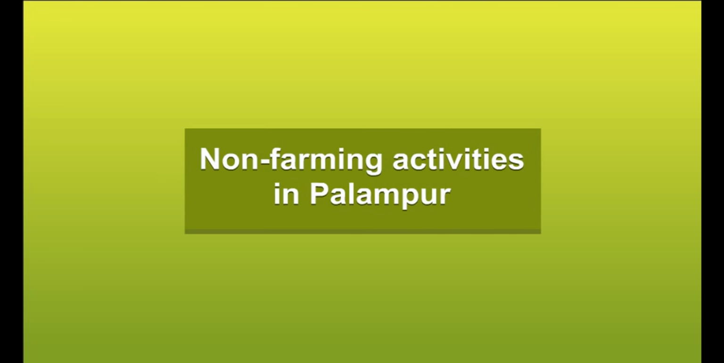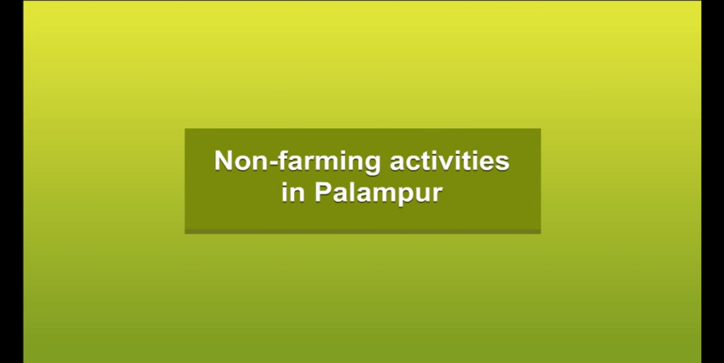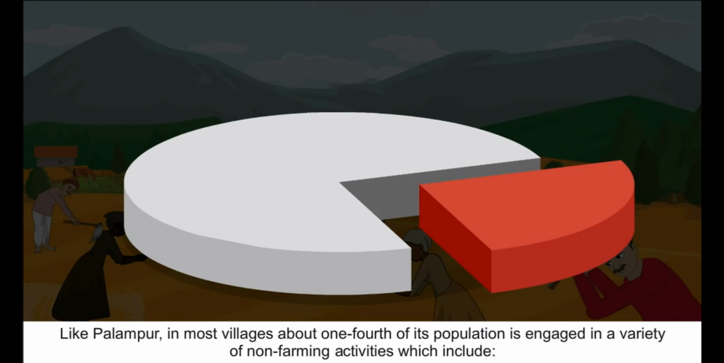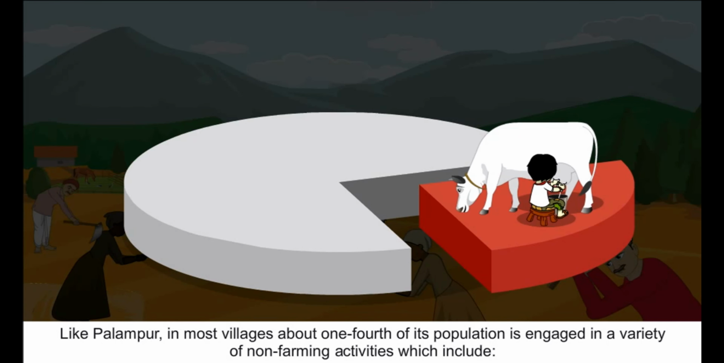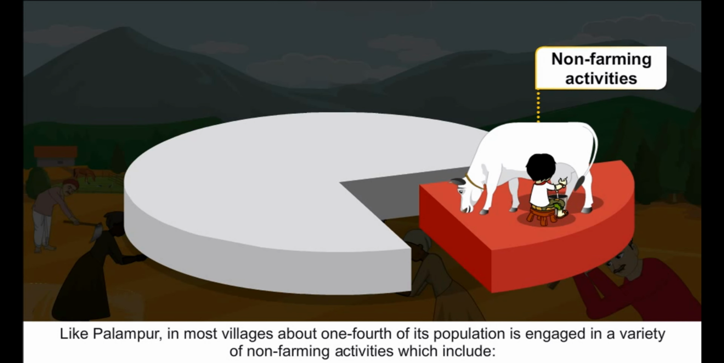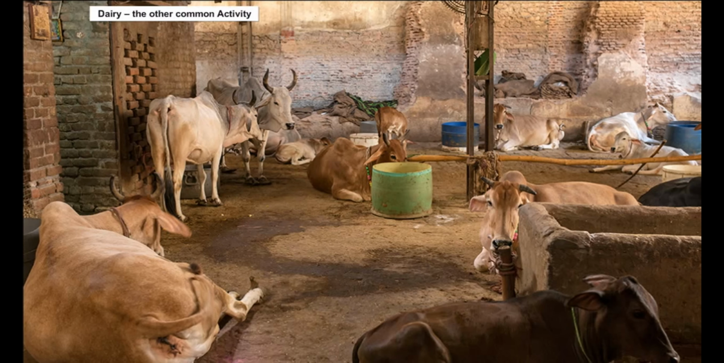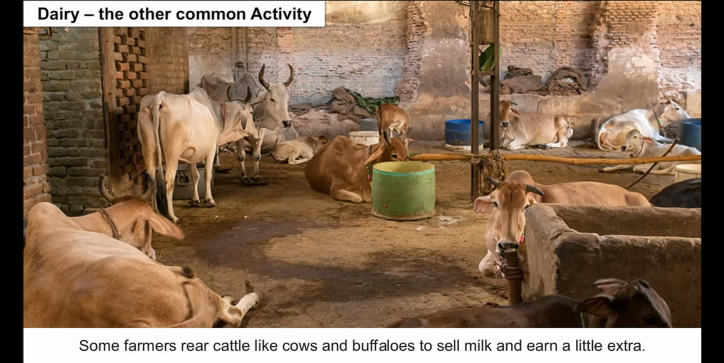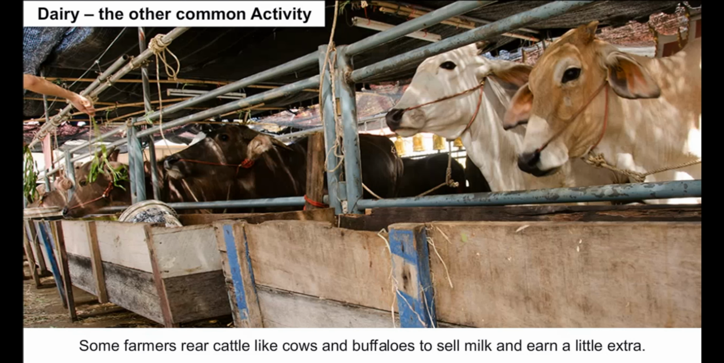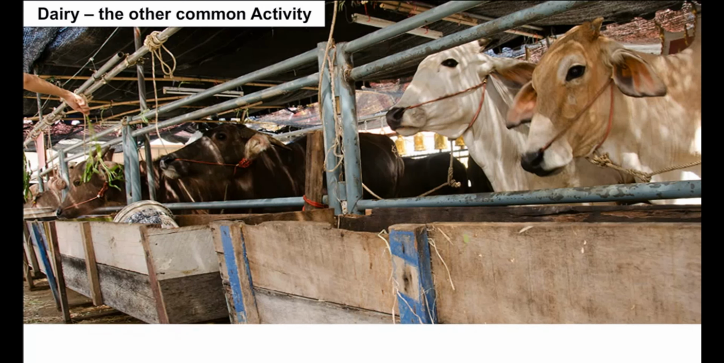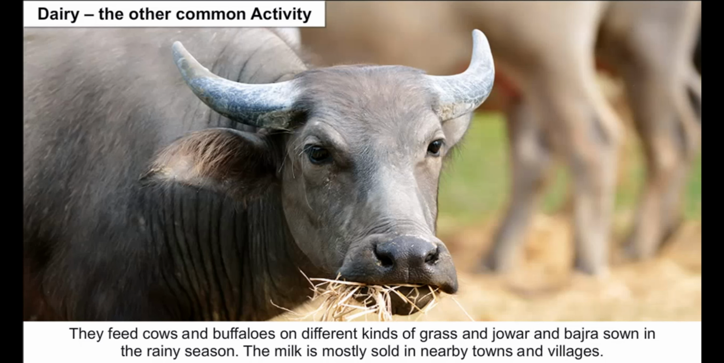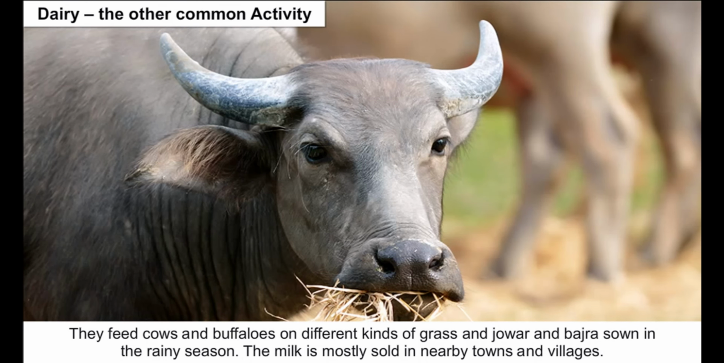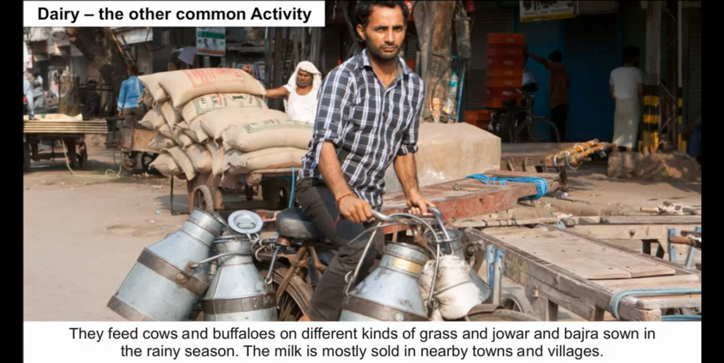Non-farming activities in Palampur. Like Palampur, in most villages, about one-fourth of its population is engaged in a variety of non-farming activities, which include dairy, the other common activity. Some farmers rear cattle, like cows and buffaloes, to sell milk and earn a little extra. They feed cows and buffaloes on different kinds of grass and jowar and bajra sown in the rainy season. The milk is mostly sold in nearby towns and villages.